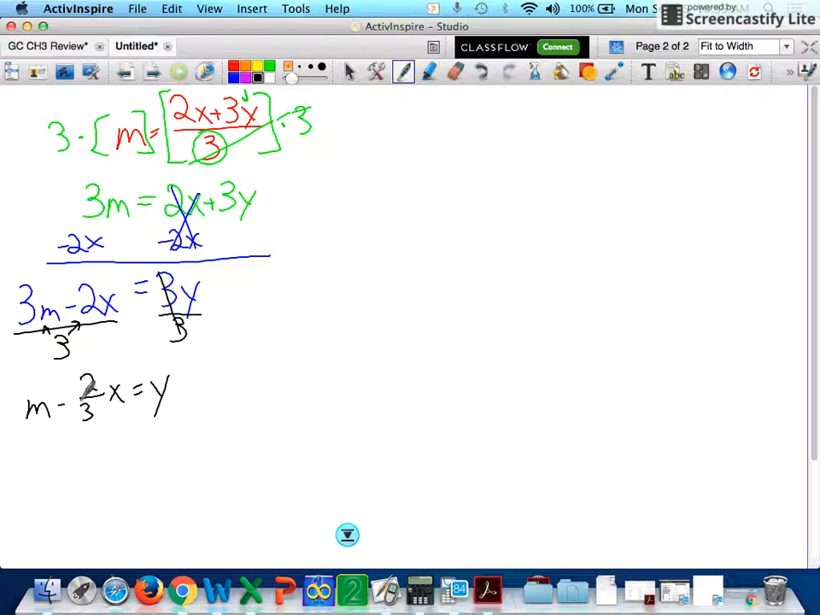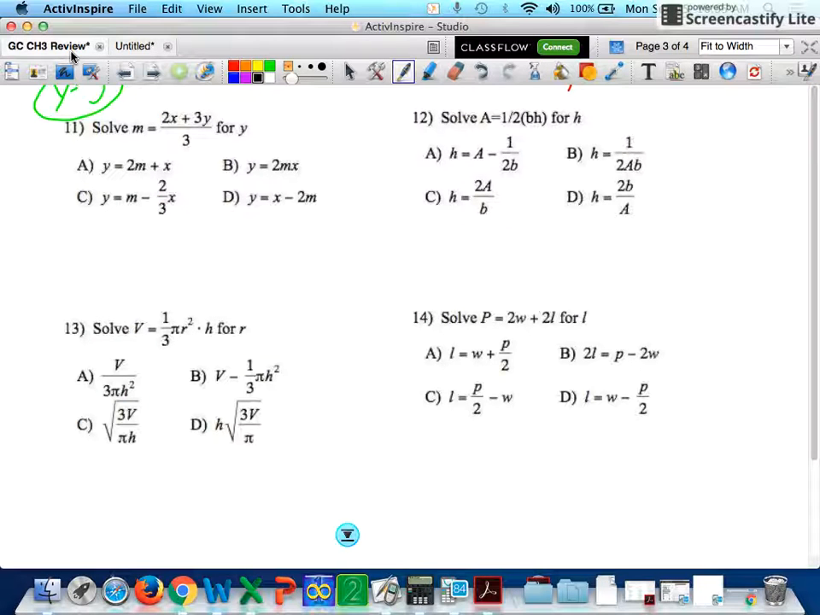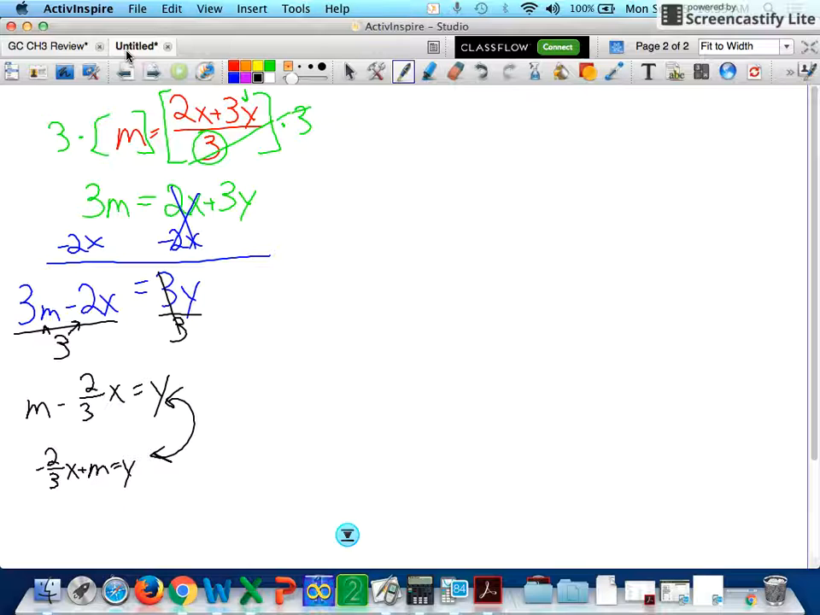Now, again, I don't know if it wants my x part written first or my m written first, so I've got to be able to swap them. Okay, this also means it's negative 2/3 x plus m equals y. These are the same answers, okay? These are the exact same. I just don't know which one my answer is going to be, so I flip on back. Okay, it was the m minus 2/3 x. It was this first one right here. Didn't have to worry about that second one, okay?